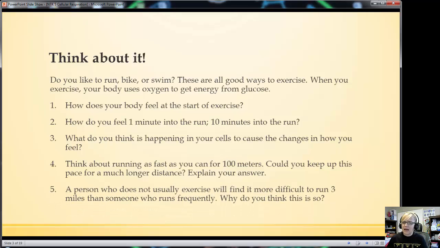A person who does not usually exercise will find it more difficult to run 3 miles than someone who runs frequently. Why do you think this is so? You've heard people train for marathons. What does that mean? So pause this video and think about those things right now. All right, let's move on.